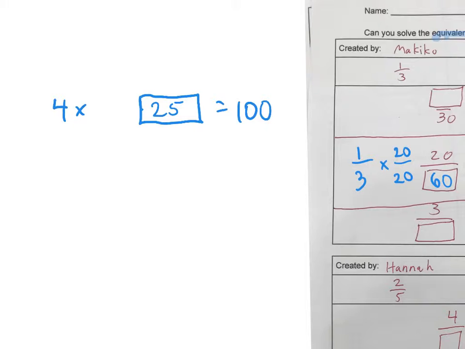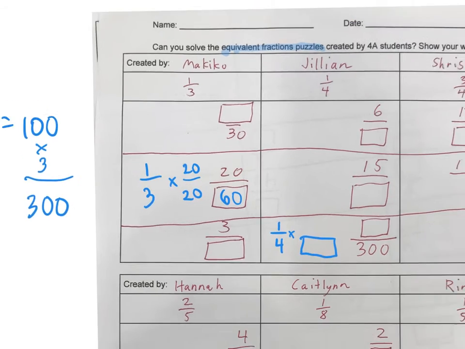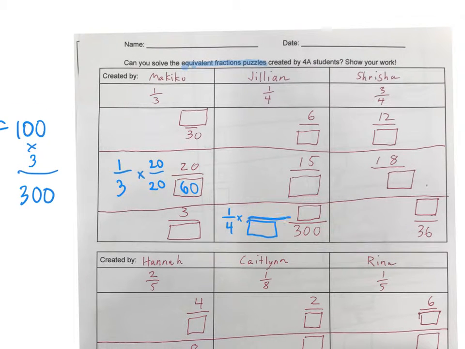So if you want 300, then you just tripled this, right? You did this times 3. So then you need to do this times 3. So 25 times 3 would give you what? And that's going to be your answer for what goes here. Then you can do the rest on your own.